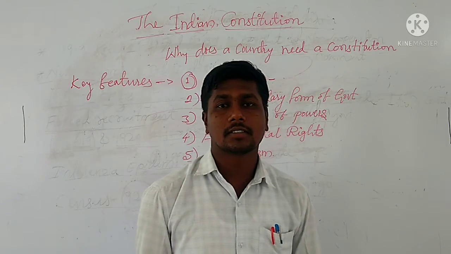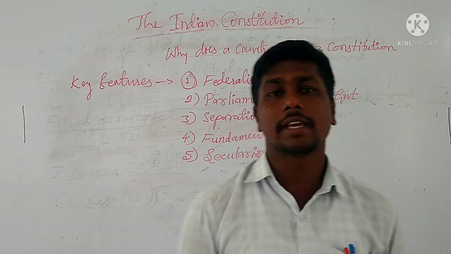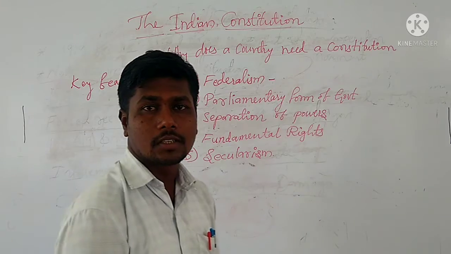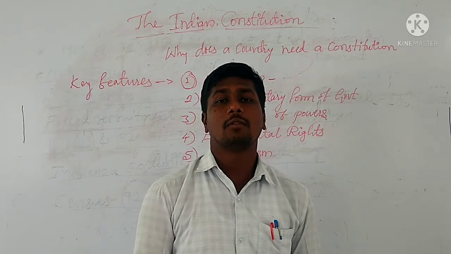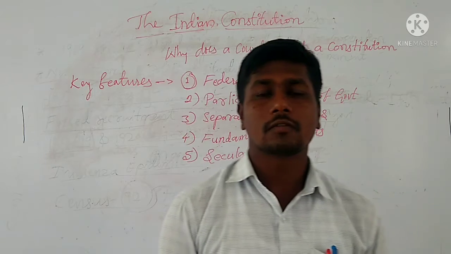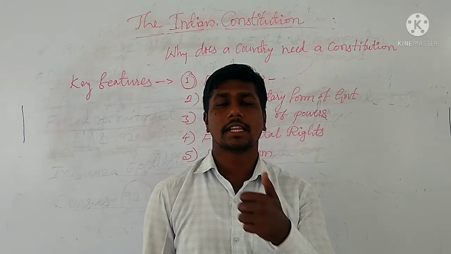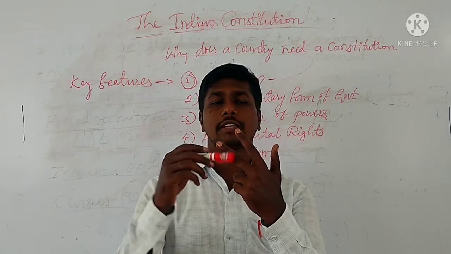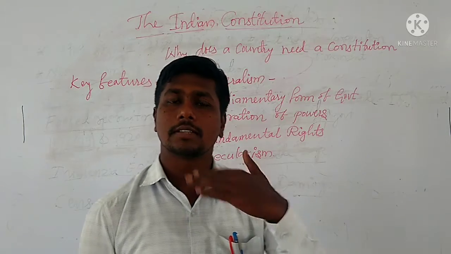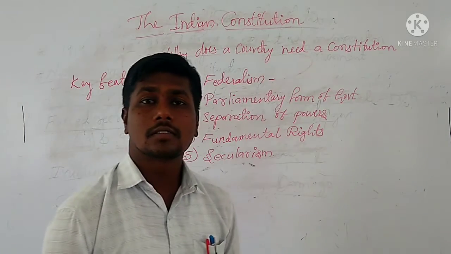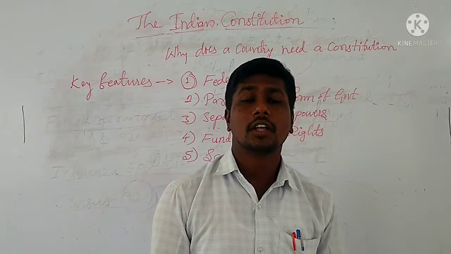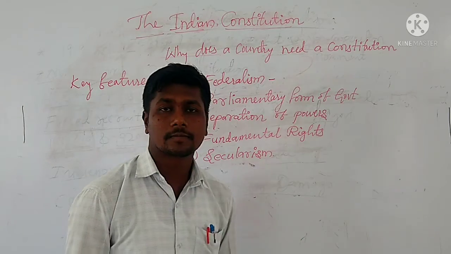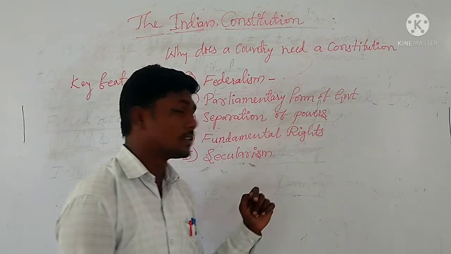Then the third main key feature of the Indian Constitution is separation of powers. I mean how the power has been divided among the three organs of the government. Do you know which are the three organs of the government? Legislature, executive and judiciary. Among these three organs, the powers have been distributed, powers have been shared. And how these three organs work as checks and balances against one another, about this also we have learned.